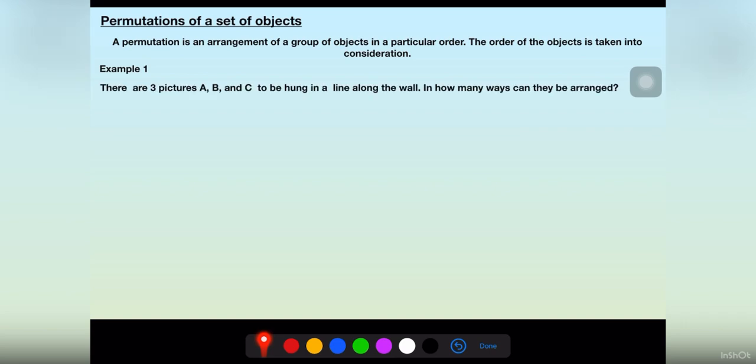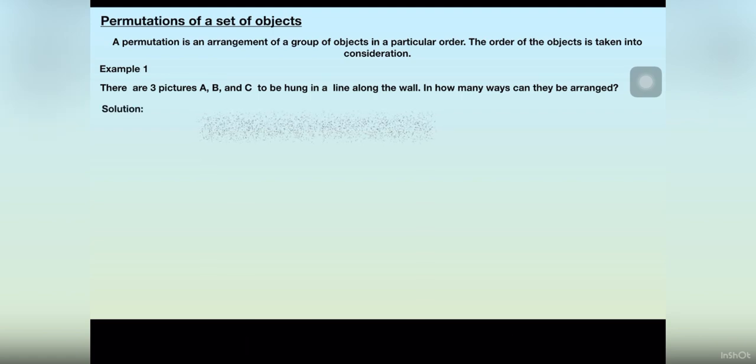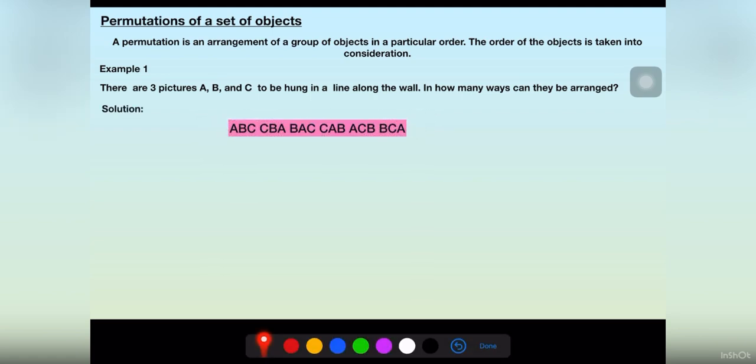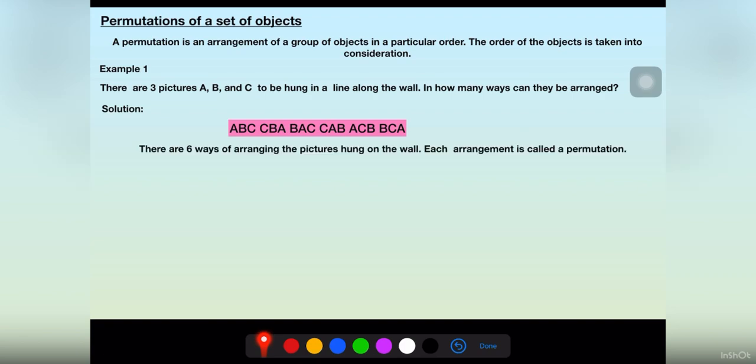Example 1. There are 3 pictures A, B, and C to be hung in a line along the wall. In how many ways can they be arranged? Solution. We have ABC, ACB, BAC, BCA, CAB, CBA. There are 6 ways of arranging the pictures hung on the wall. Each arrangement is called a permutation.